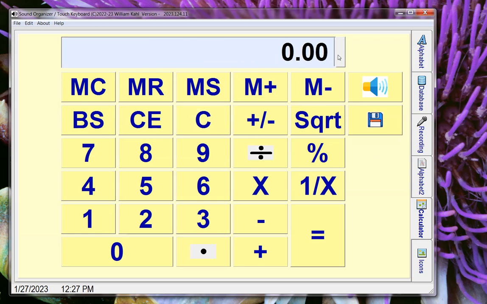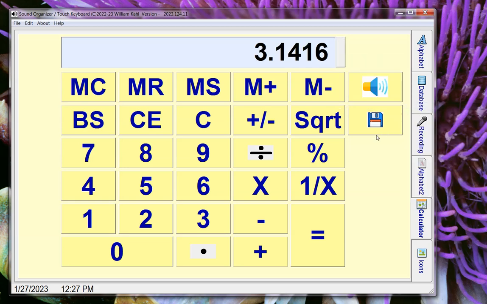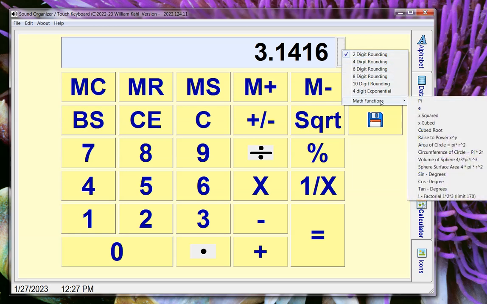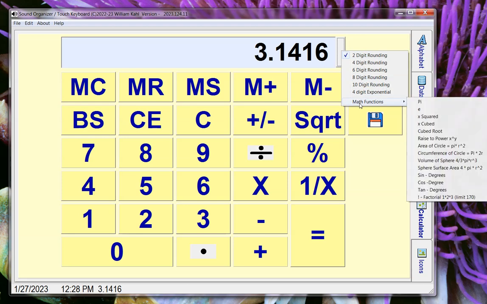Clear. Okay, you also have rounding and math functions. You also can get to the value of pi, 3.1416. You can also have the value of e. You have x squared. Whatever you have in the calculator at the moment, it'll square it. 9.8697. Okay, then take the square root of it. Square root equals 3.1416.